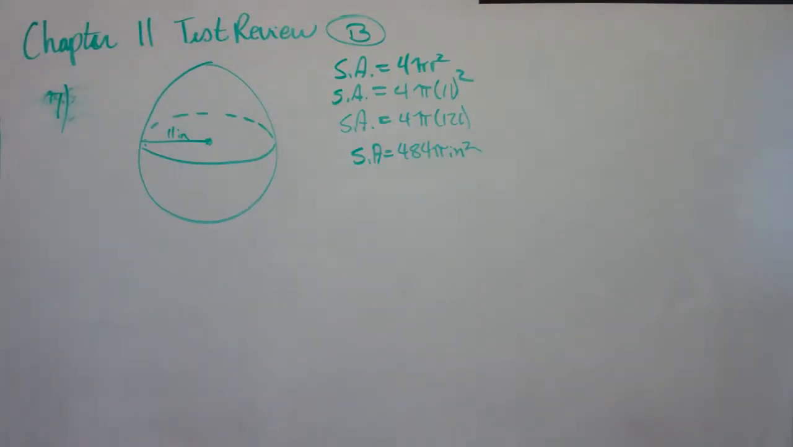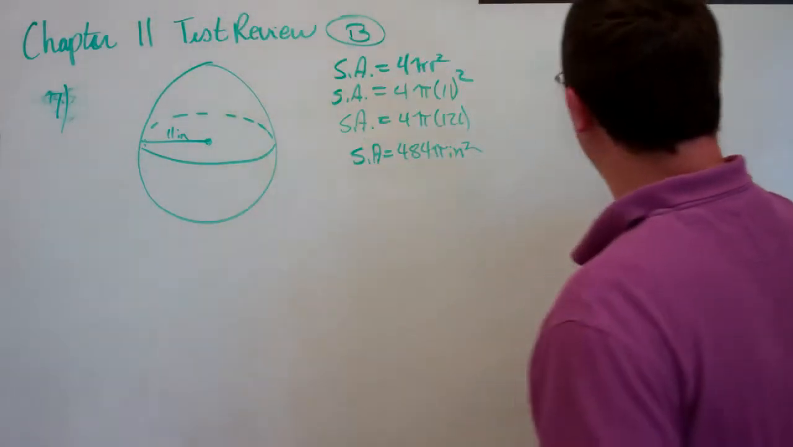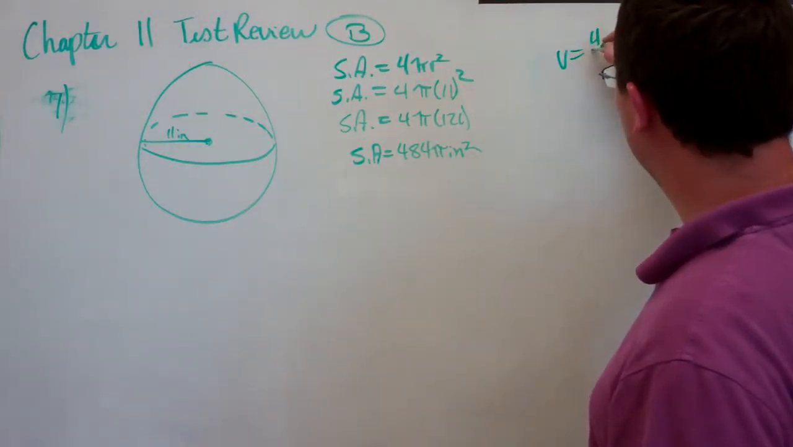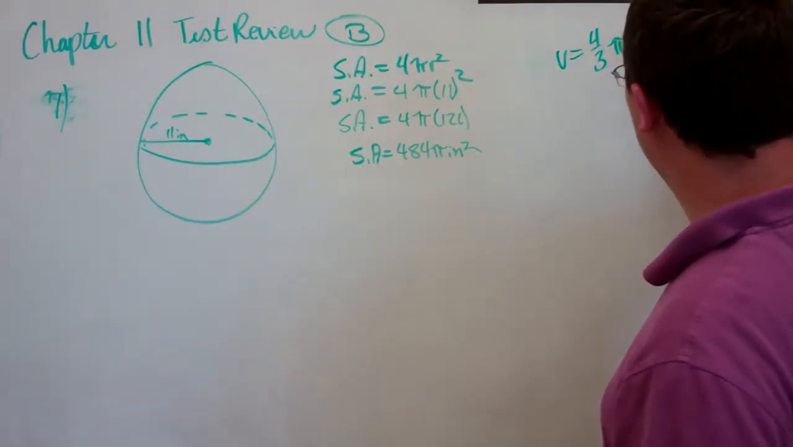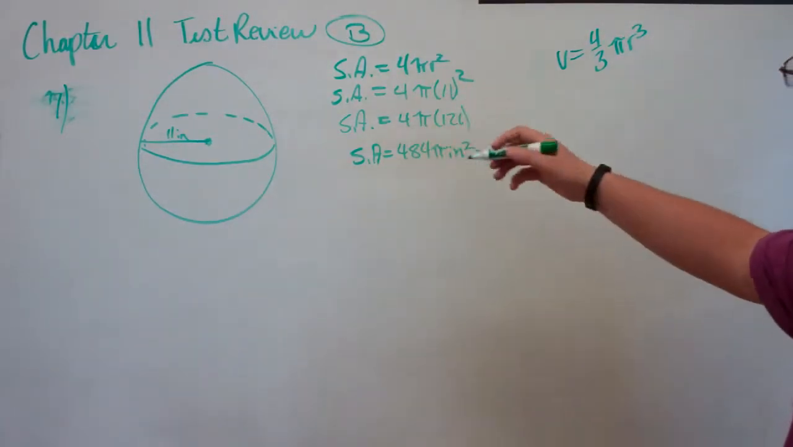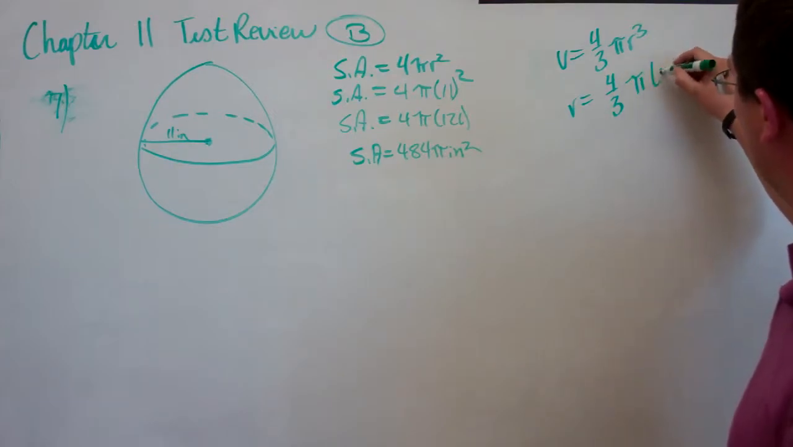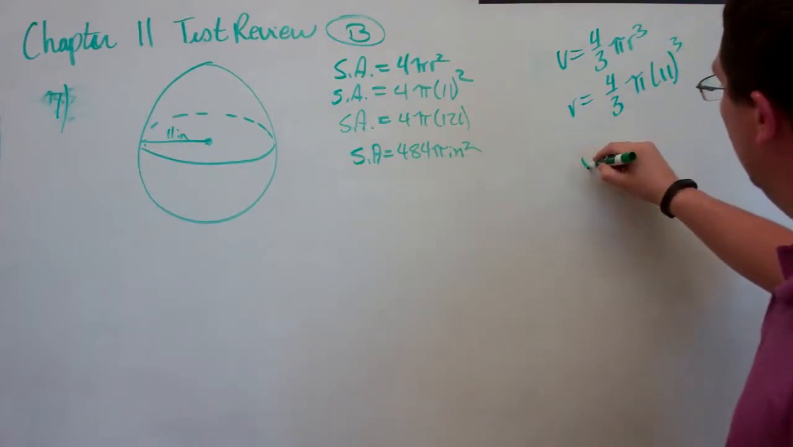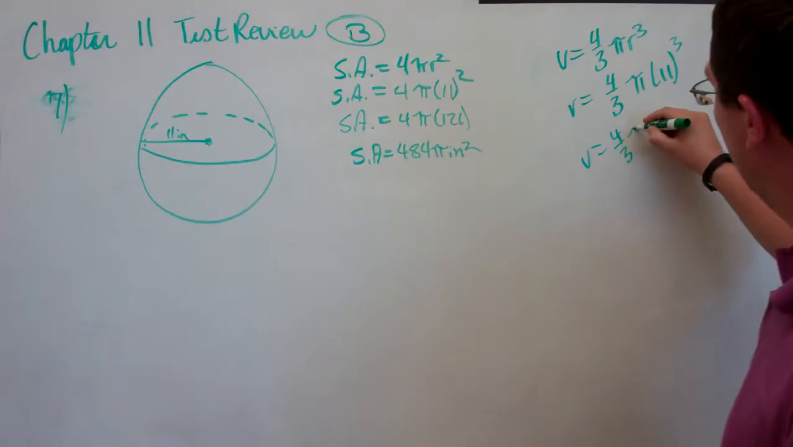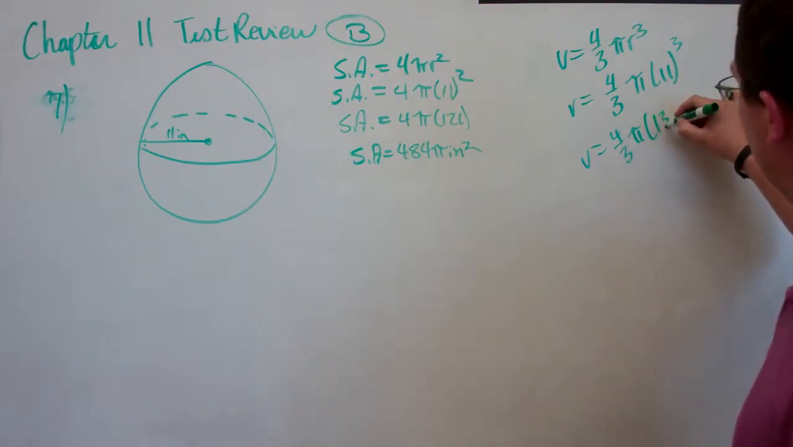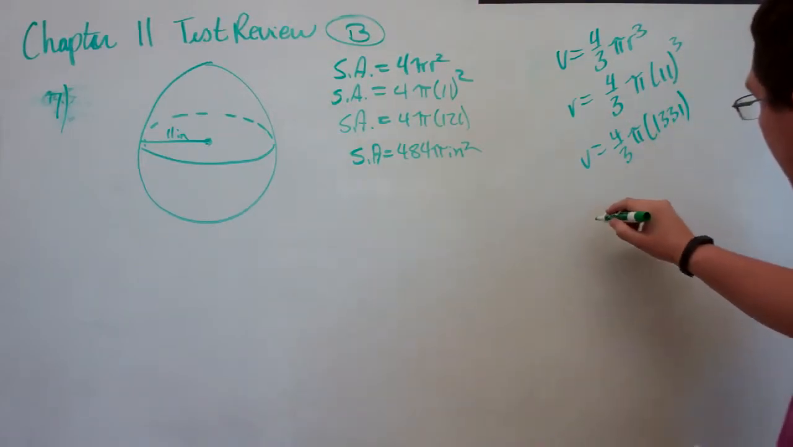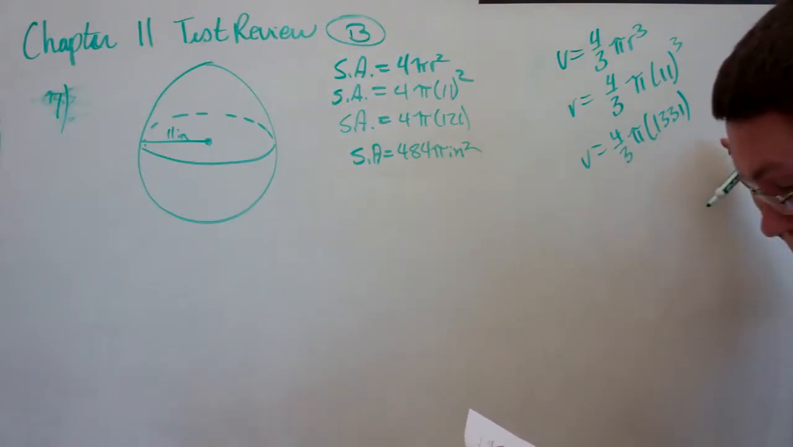Again, they gave you the radius. That's just a straight plug into the formula problem. Now volume. Remember, volume equals 4/3 pi r cubed. Well, again, we have r, so you just simply start plugging in. Volume equals 4/3 pi. 11 cubed is 1331.